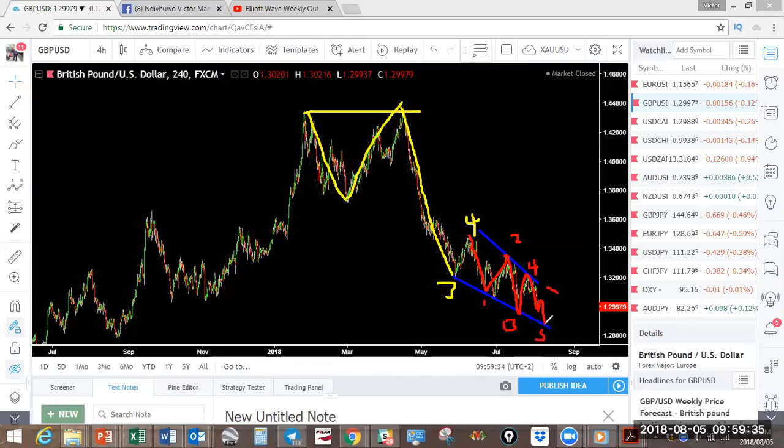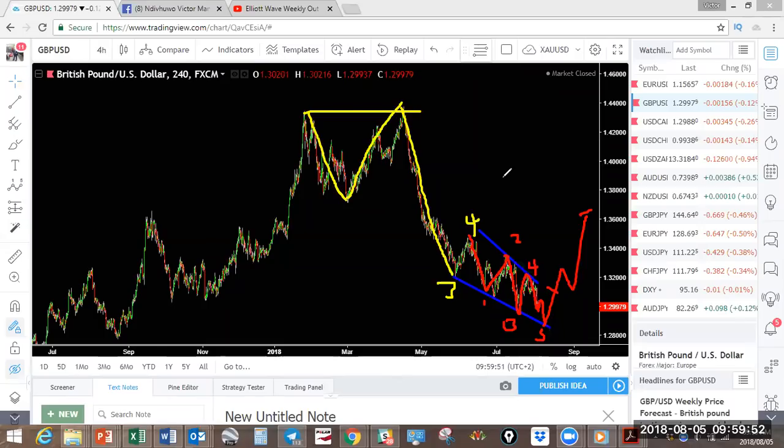After that, we're gonna expect a 3-wave bounce correction to correct all of this. So you can see that from this top here, there's never been any correction. So we need a bigger one here like that. So we will expect that with a move like this, you must have a strong divergence.